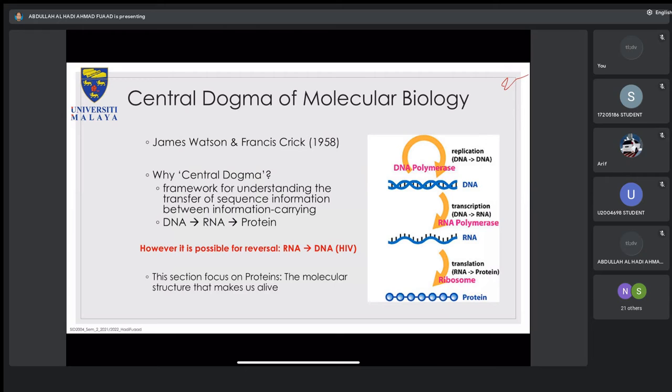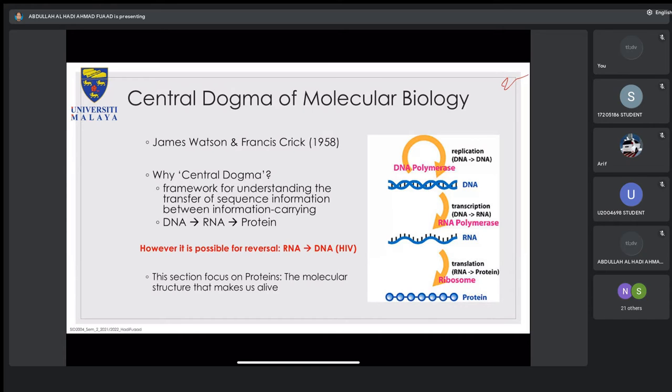So I hope you guys know that James Watson and Francis Crick managed to solve the structure of DNA. They are not the people who identified DNA, but they solved the structure of DNA. And that's when we knew that DNA is in a double helix formation.